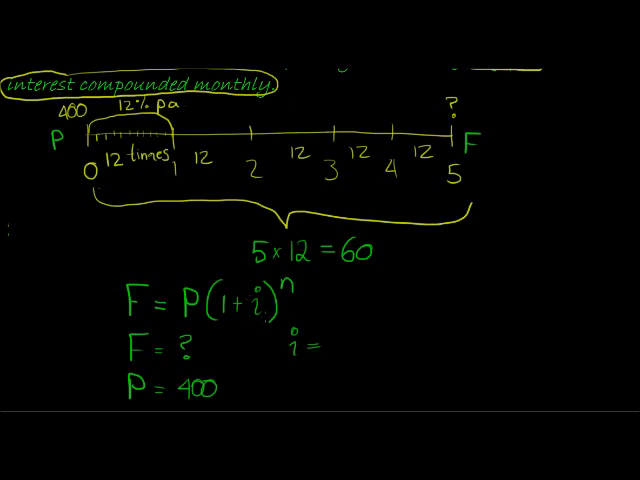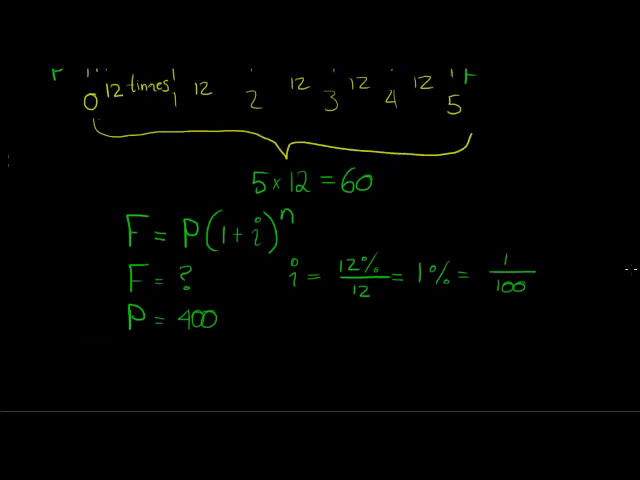My interest. Now this is where you need to be very careful. This interest represents the rate of interest that I earn each time I earn interest. Now I'm not earning 12% every month. I'm earning 12% in a whole year. So that needs to be divided by the number of times I'm going to get it. I'm getting it 12 times, so every month I'm getting 1%, which is just 1 over 100. Very important.